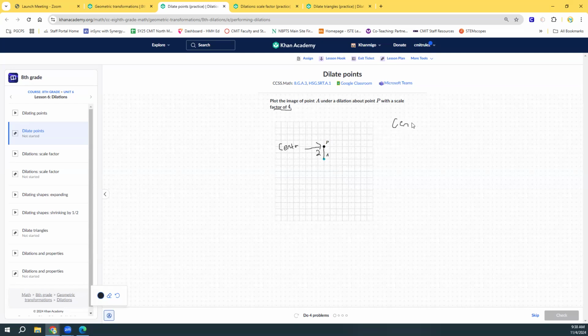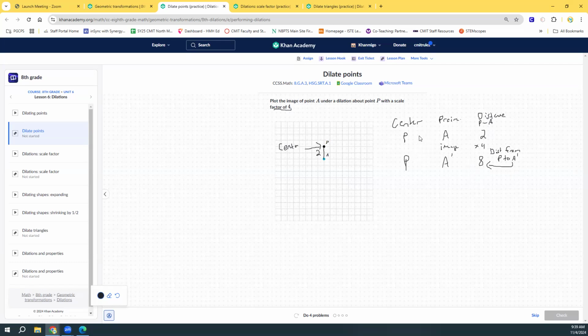So we have our center is P, and we have our pre-image is A, and the distance from P to A is 2. So our image is going to be 4 times that distance in the same direction. So 4 times 2 is 8. This is the distance from P to A prime.